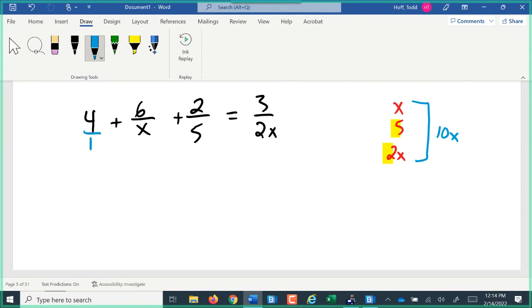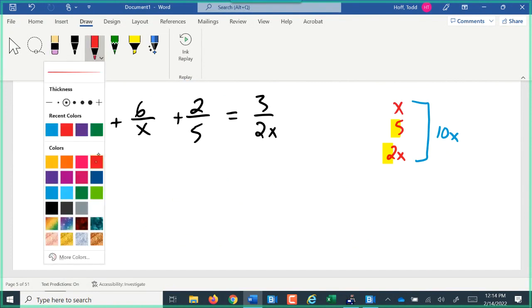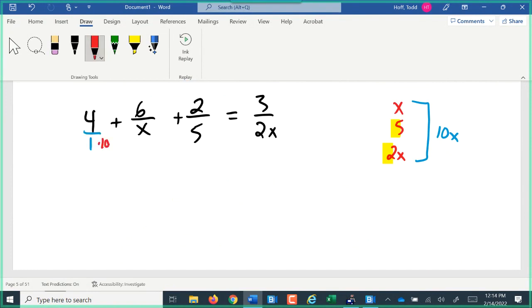Well, this is a 4 over 1. To turn the 1 into a 10x, I have to multiply by the full 10x. So 4 times 10x is 40x over the 10x. This one already has an x. To turn that into a 10x, I'm just going to multiply by 10. So I multiply by 10 on top. 6 times 10 is 60 over 10x.